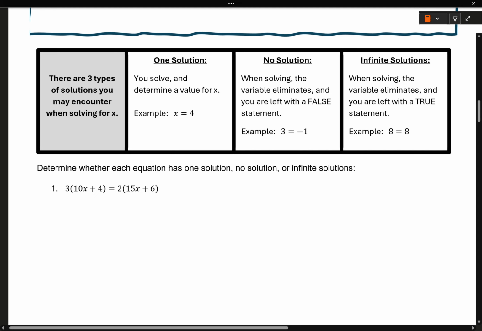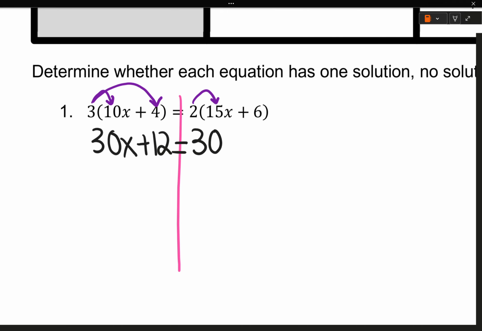Let's determine if each equation has one solution, no solution, or infinite solutions. If it has one solution, we'll solve it and find the solution. All right, number one. The first thing we've got to do for number one is distribute because we have two sets of parentheses. So 3 times 10x is 30x. 3 times 4 is 12. Then 2 times 15x is 30x, and 2 times 6 is 12. You might see what the answer is right now, but we've got to prove it.